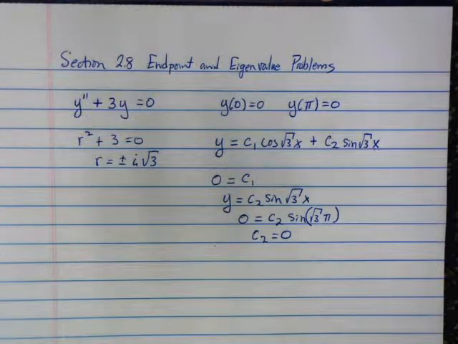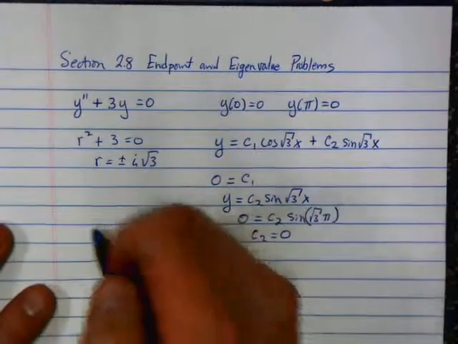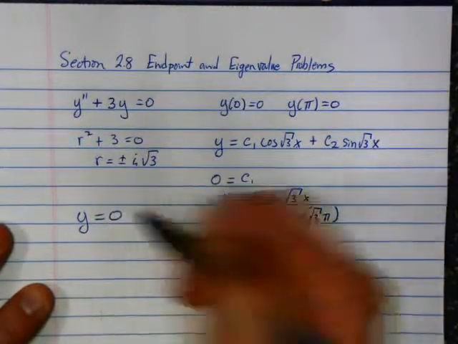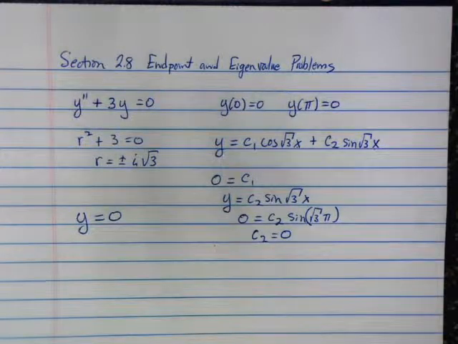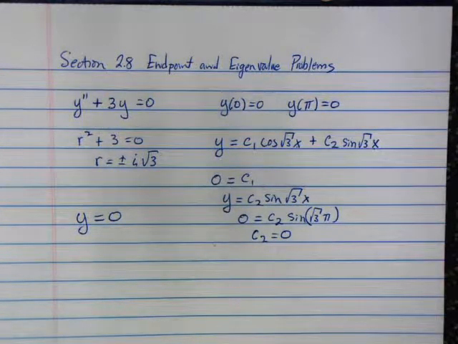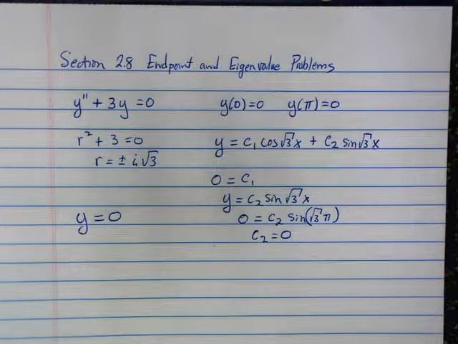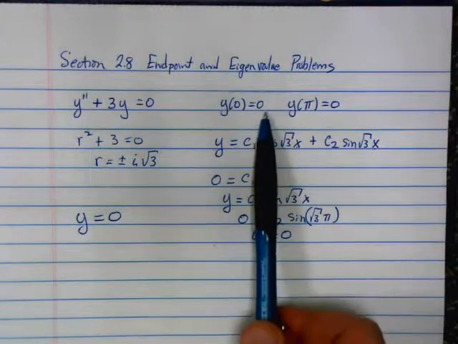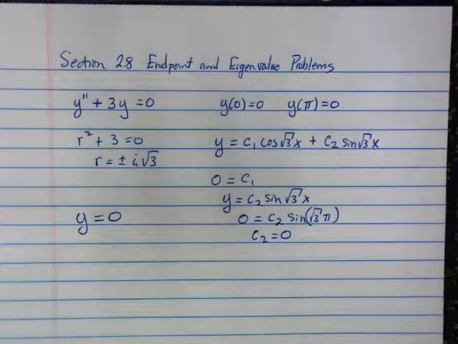So what does that tell you about our solution? It's the trivial solution. The only way this can possibly happen is if y equals the number 0. Because I had 0 for C1 and 0 for C2, y is 0. The only way it can happen is for the entire equation to be 0. So nothing's happening at all. It's y equals 0, just a horizontal line. But it's certainly 0 at 0, and it's certainly 0 when you hit pi.